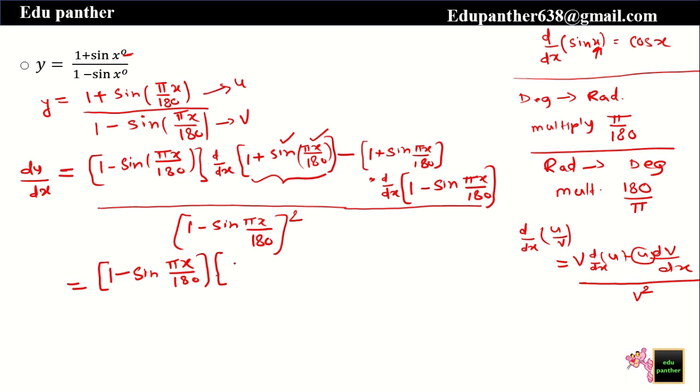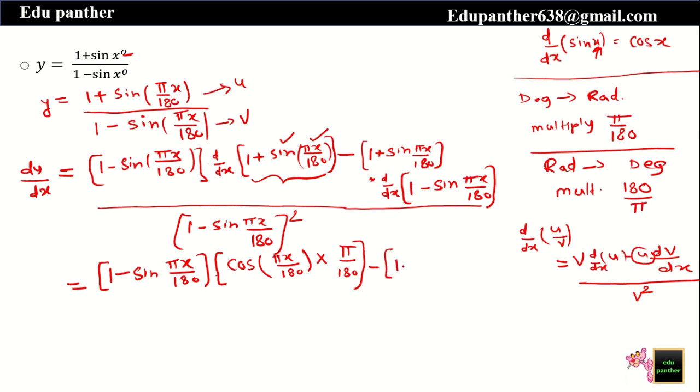So what is derivative of sine? Derivative of sine x is cos x, so it will be cos, but in place of x this bracket will come. So cos pi x upon 180 multiplied with derivative of this bracket. So what is derivative of pi x upon 180? So here pi upon 180 is constant, so it will be as it is, and derivative of x is 1. So its derivative will become pi upon 180. So this is done.